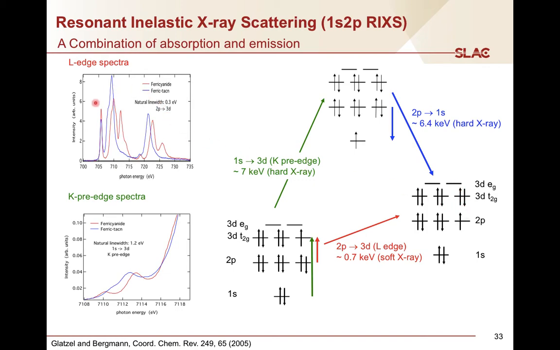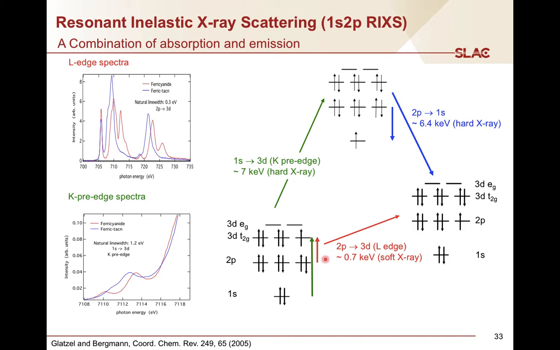And that gives rise to spectra that look like this here. It's for ferricyanide as well as for ferric TACN in blue, with a natural line width of like 0.3 electron volts. And you see a lot of features very clearly distinguishable, these two. Yeah, it's great. However, it's soft X-rays, which has its own issues, mainly given the vacuum that's needed.